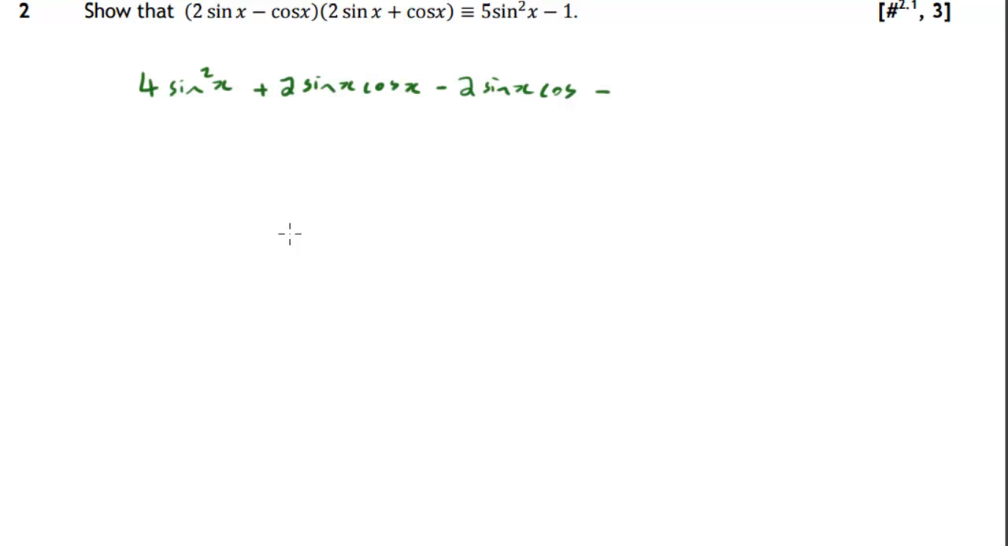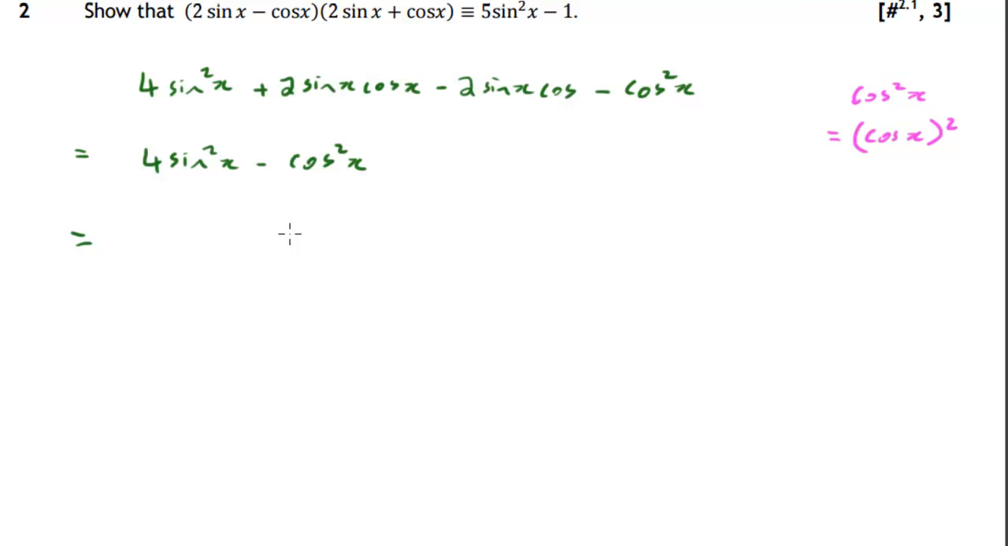Finally, minus cos x multiplied by cos x gives minus cos squared of x. I should just point out here that cos squared of x and sine squared of x as well is just another way of writing cos x or sine x all squared. It's a shorter way of writing it, so don't let that put you off. Now, carrying on with our simplification here, we end up with 4 sine squared x minus cos squared x.